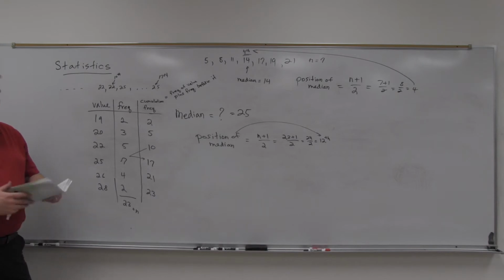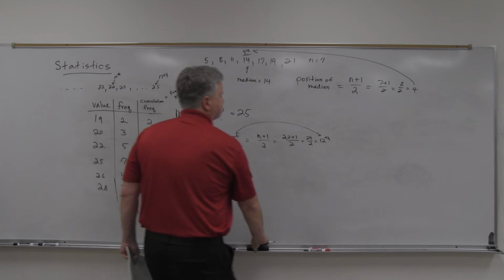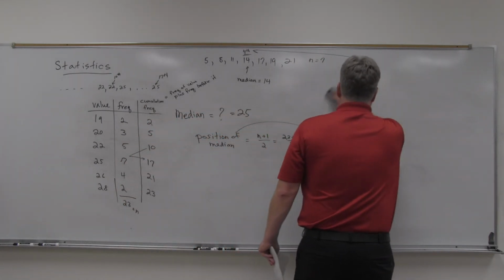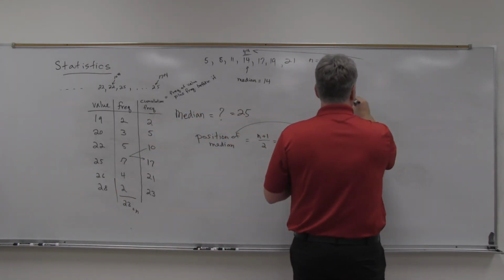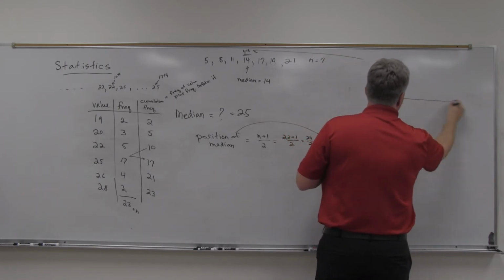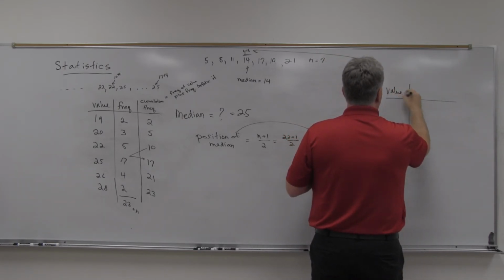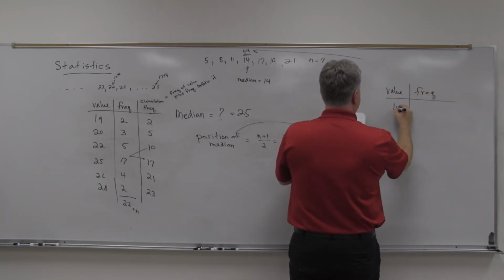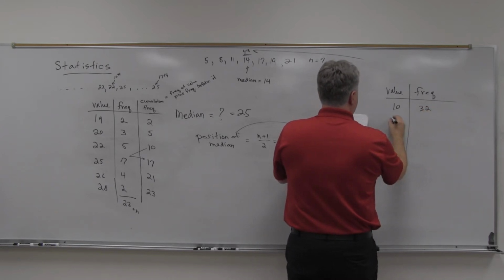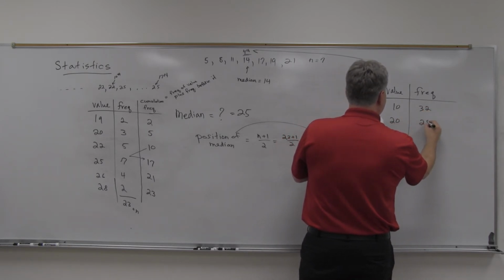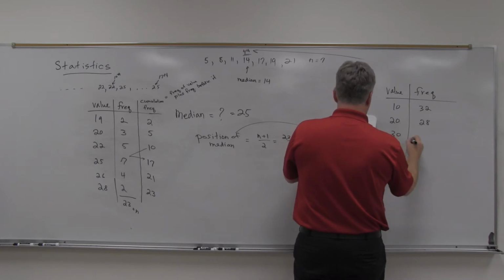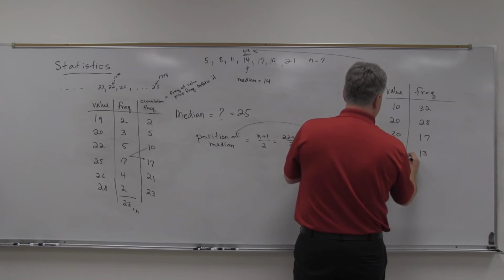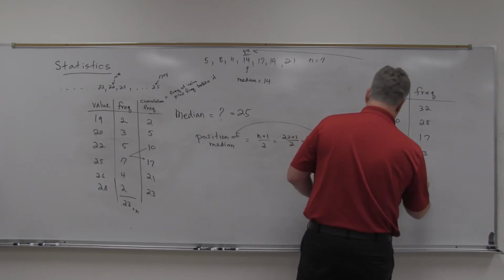Shall we try another one? Let's try one more thing. Okay, so let's say I've got a value frequency distribution here, and it is value 10 has frequency 32, value 20 has frequency 28, value 30 has frequency 17, 40 has frequency 13, 50 has frequency 3.